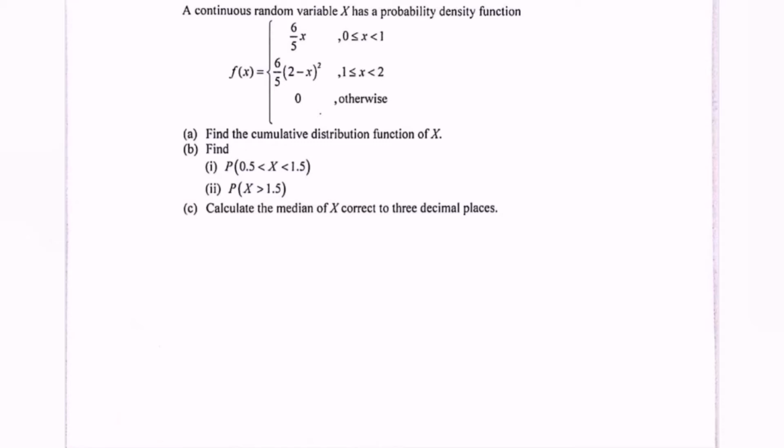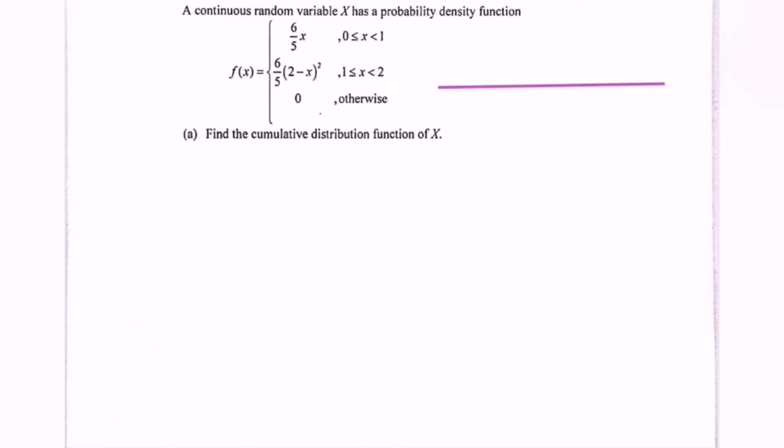So my suggestion is to represent the situation in a real number line where we have 0, then 1 and then 2. For the function 6x over 5, then we have 6 over 5 bracket 2 minus x bracket squared. Other than that, we have the function 0. A. Find the cumulative distribution function of x. So we have part A, part B, C, and D. So we're going to do part by part.